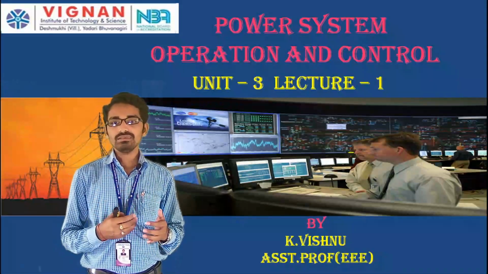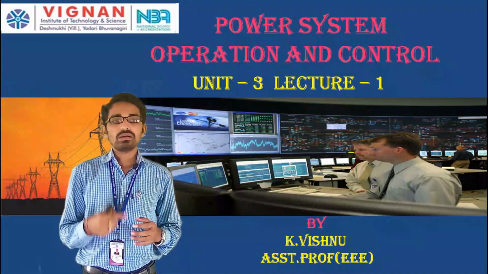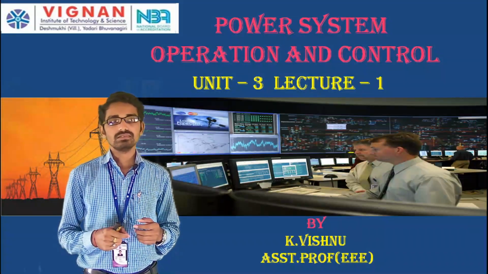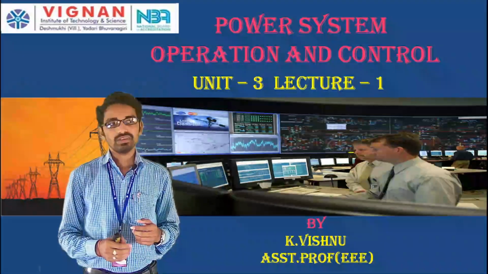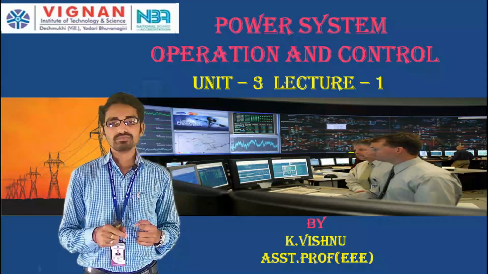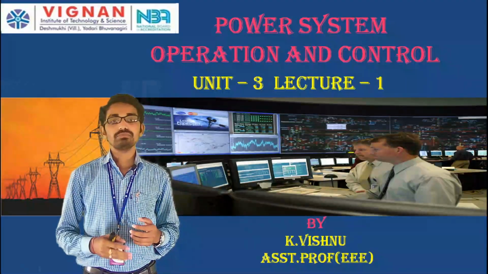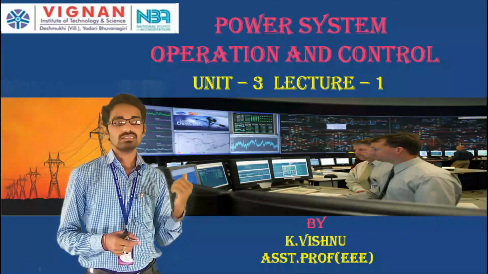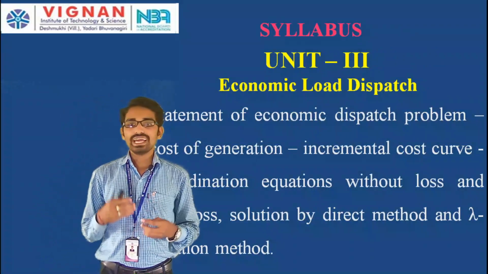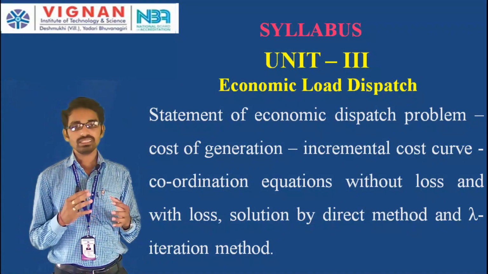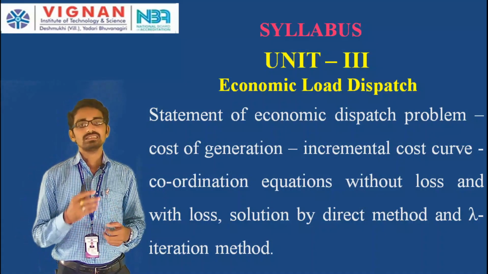Our main subject is power system operation and control. Till now we have controlled the parameters of the system, that is frequency and voltage. Now we are coming to the operation of the power system. How are we going to operate the power system with minimum operating cost and maximum load? That we are going to see in the third unit, which is economic load dispatch. How economically are you dispatching the load to the different generating stations or generating units? That is what we are going to learn in the third unit.